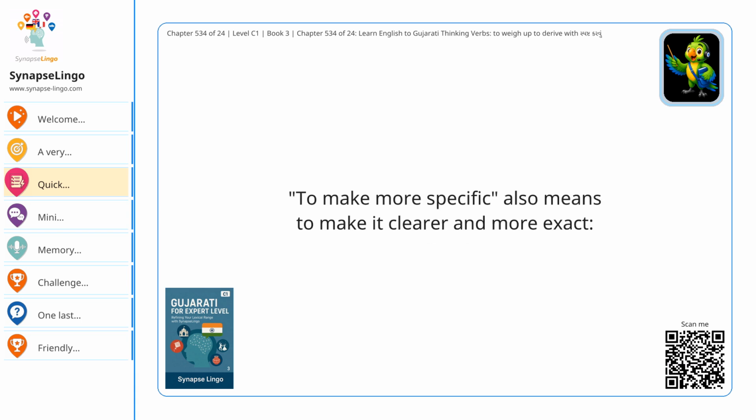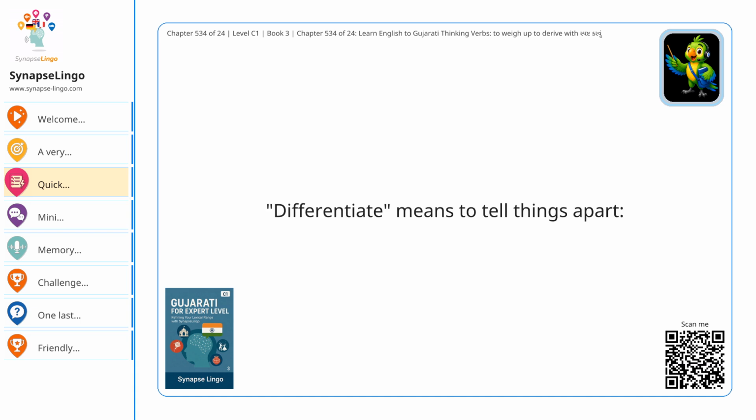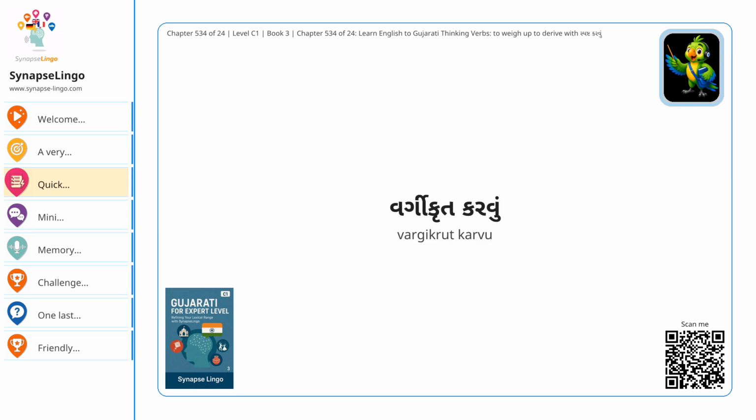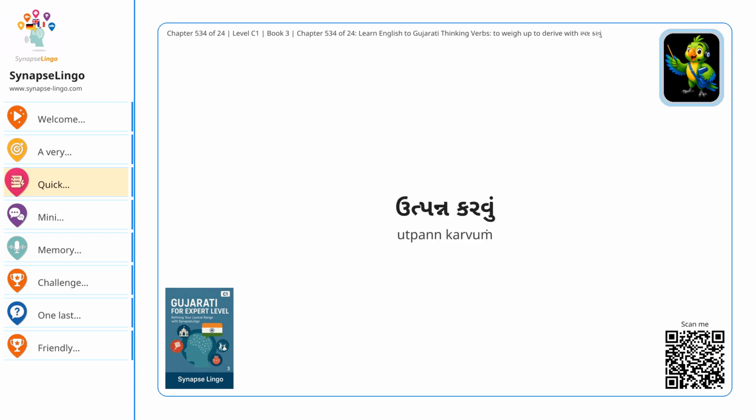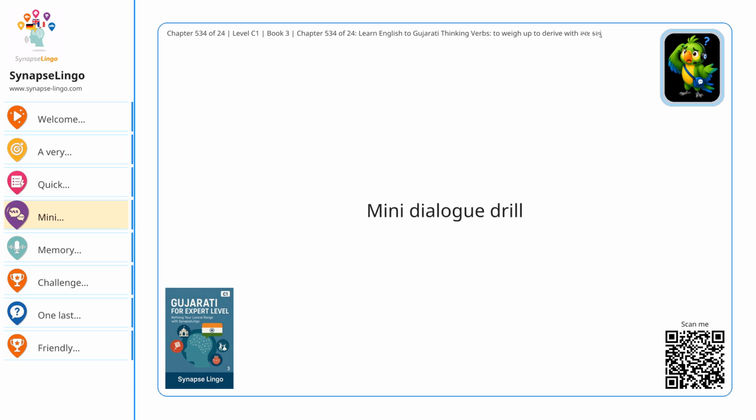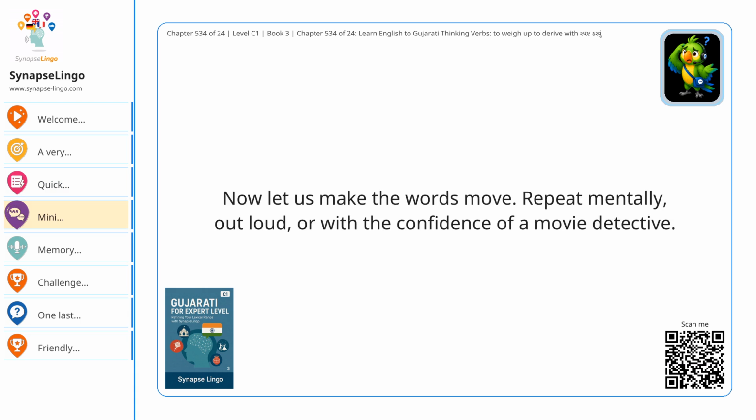Clarify means to make something clear. સ્પષ્ટ કરવું. To make more specific also means to make it clearer and more exact. સ્પષ્ટ કરવું. Differentiate means to tell things apart. ભેદ કરવો. Classify means to put things into categories. વર્ગીકૃત કરવું. Derive means to get or infer something from a source, clue, or example. ઉત્પન્ન કરવું. Mini dialogue drill. Now let us make the words move.